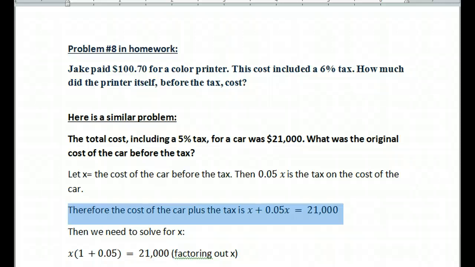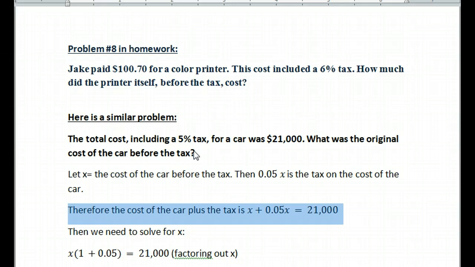Okay, hi. This week in your homework you're going to have problem 8. And problem 8 is a type of problem that is not really covered in the chapter. So what I'm doing here is giving you a similar problem so you understand how this type of problem is solved. So let's look at problem number 8 in the homework.